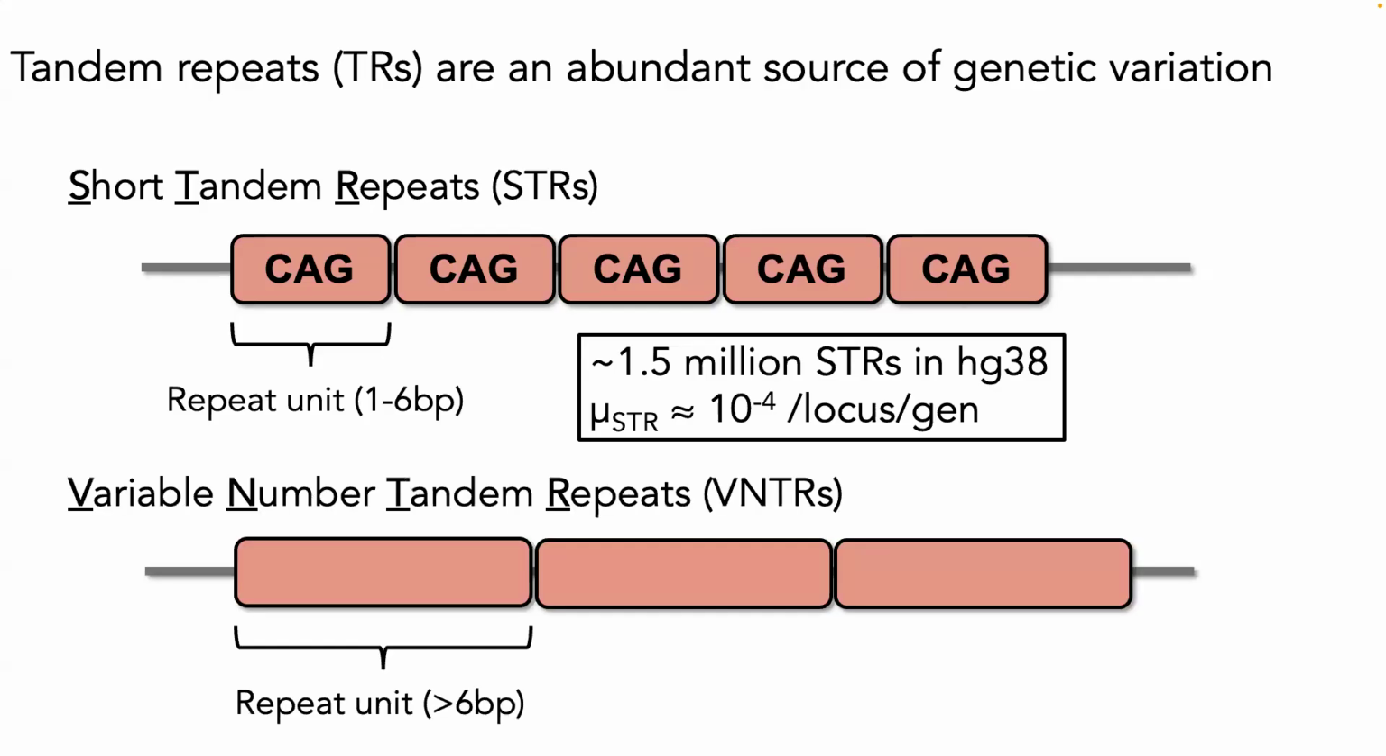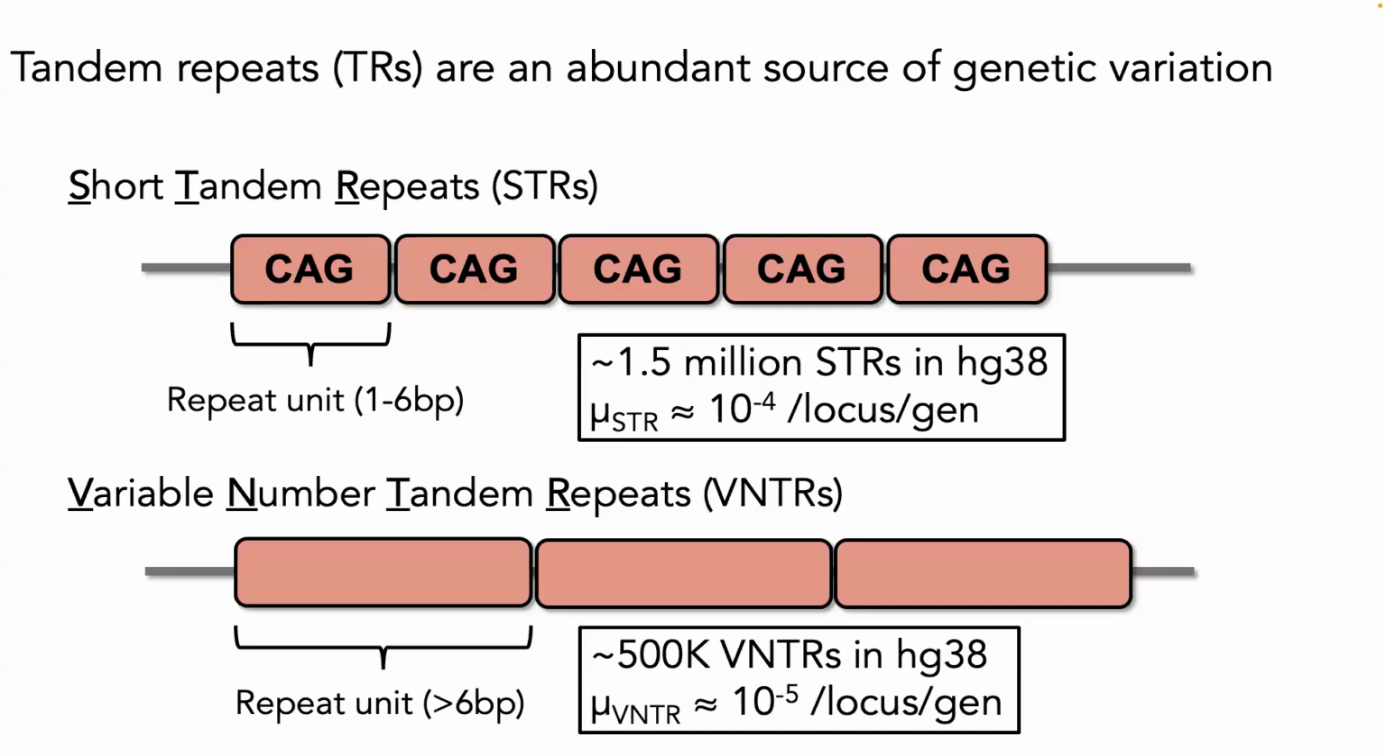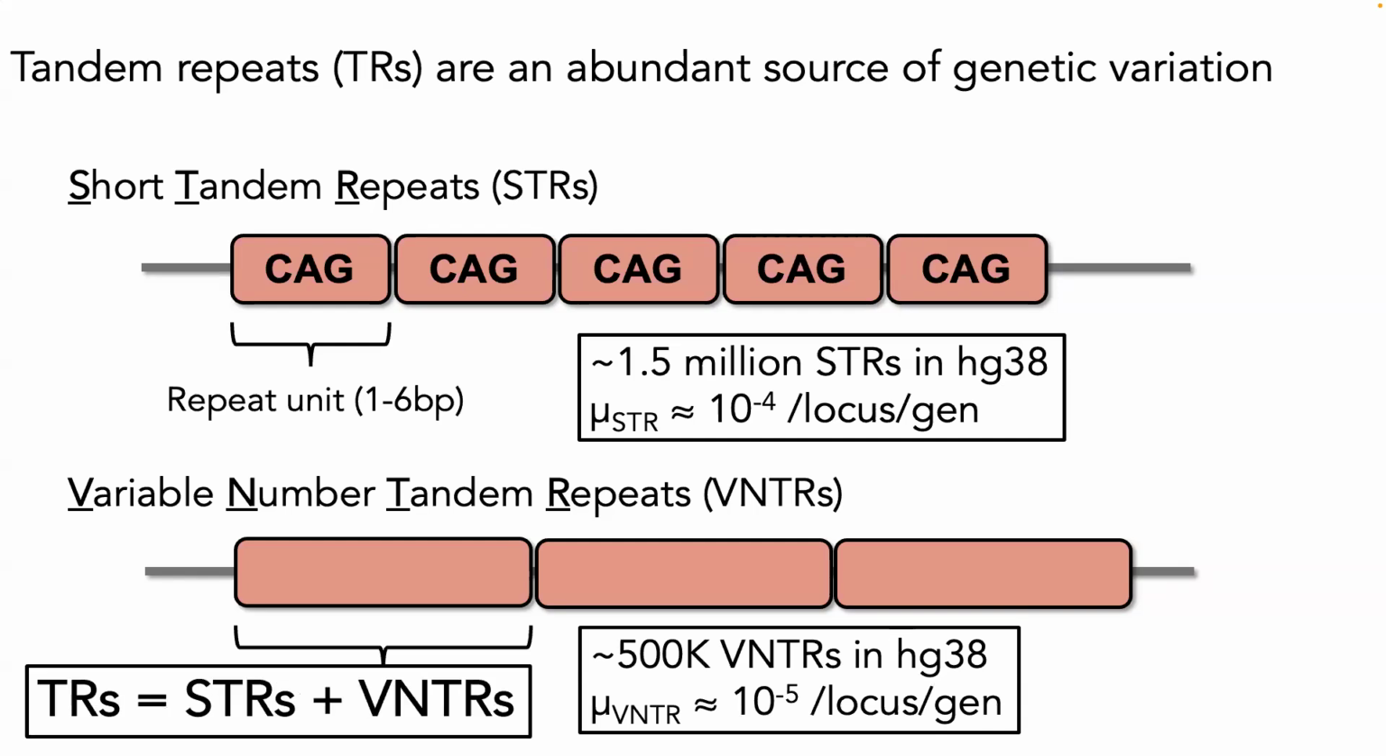We have also looked at these longer types of repeats, so VNTRs, or variable number tandem repeats. The main difference is that the repeat unit can be bigger than 6 base pairs. These are also scattered all throughout the genome and have pretty rapid mutation rates. I use TRs to refer to STRs and VNTRs together.